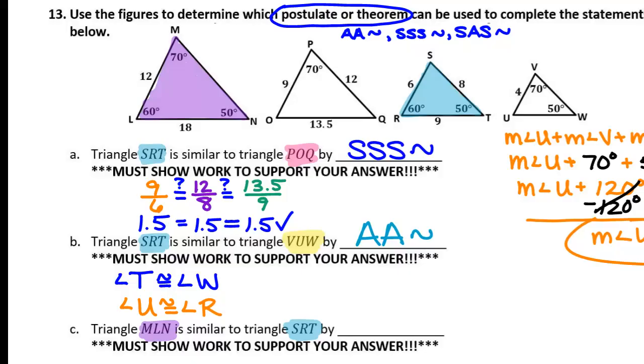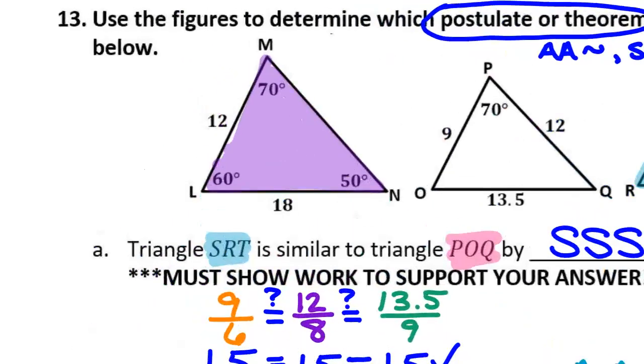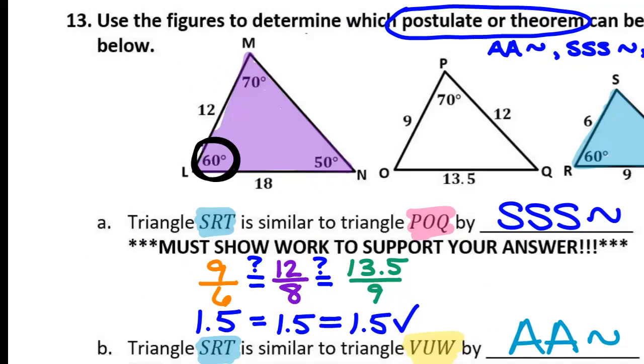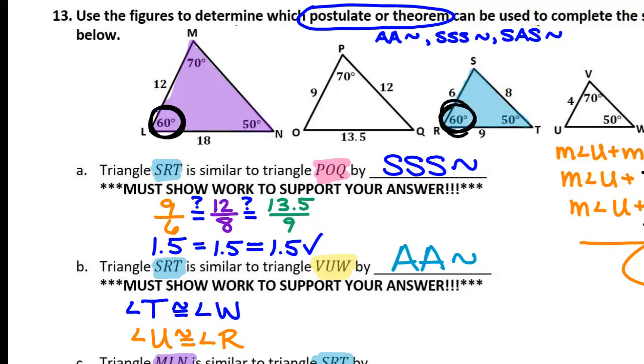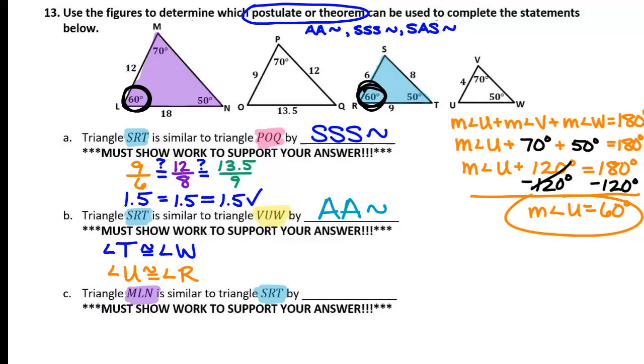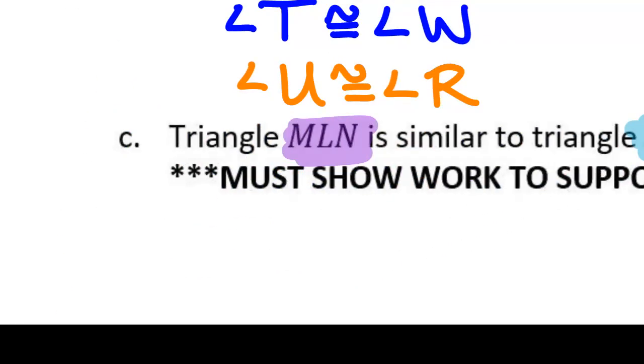Could I use side, side, side here? No, I'm missing this side, so I can't use side, side, side. Could I use side, angle, side? Yes. Here's a pair of corresponding angles right here. I could say that angle L is congruent to angle R.